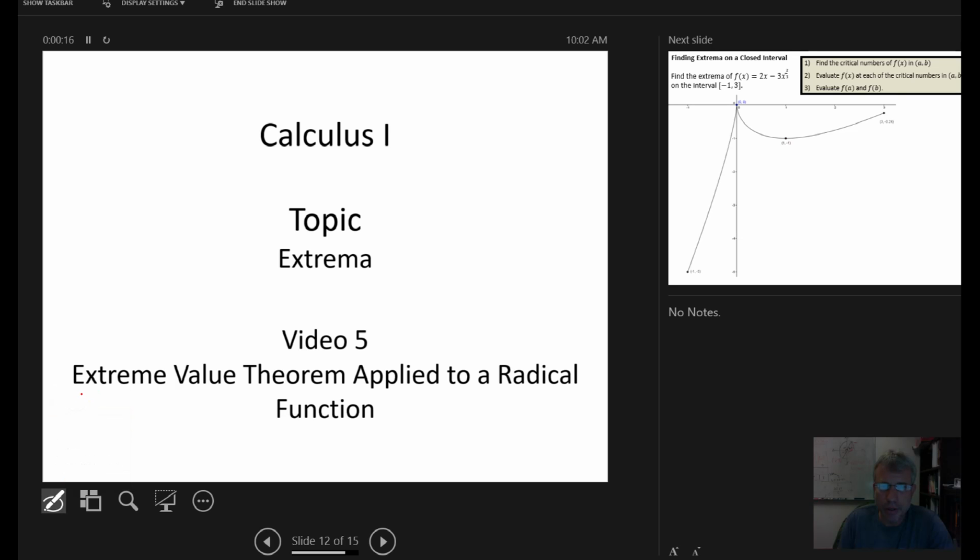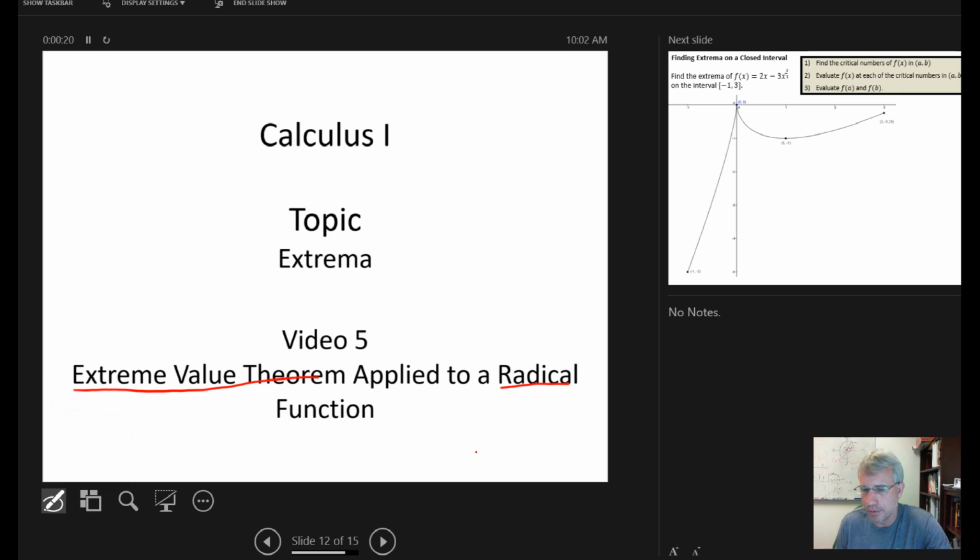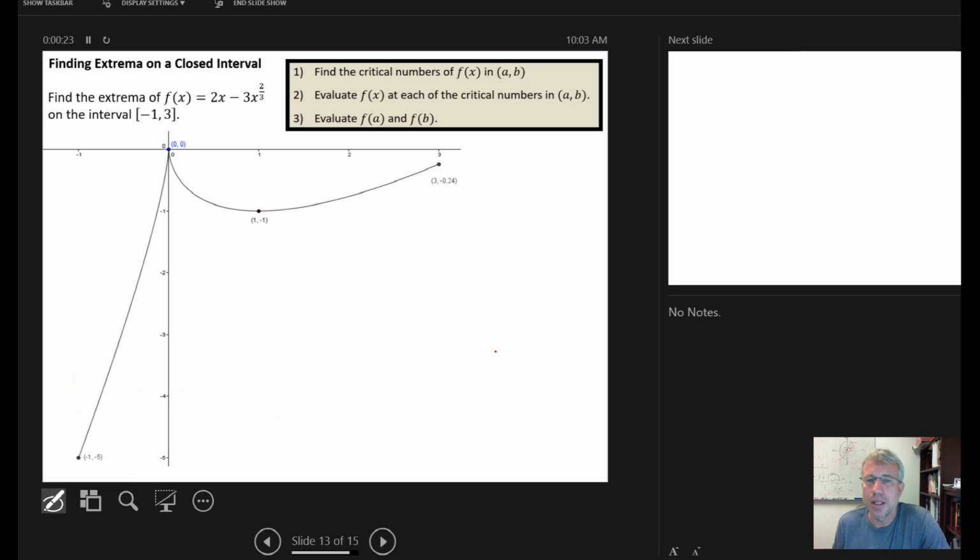So in this video, we're going to look at the extreme value theorem applied to a case where we have a radical function. And what's going to make this case interesting to look at is that we have a cusp in the graph of the function. So we have a place where the derivative doesn't exist.